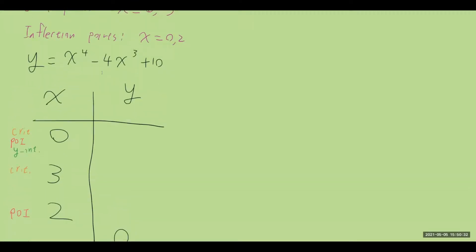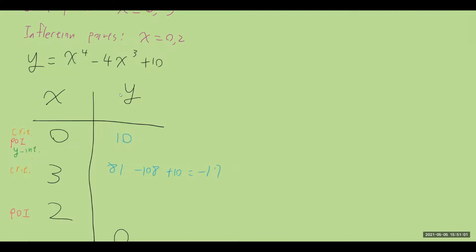y is equal to x to the 4th minus 4x cubed plus 10. That's our original function. Take some time to evaluate them. First, when x is 0, y is 10. When x is 3, y is going to be 81 minus 108 plus 10. That's going to be negative 17.